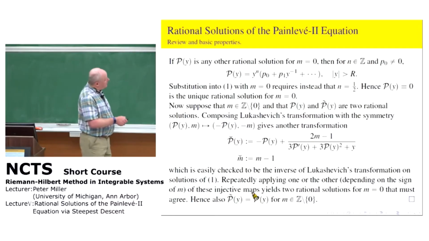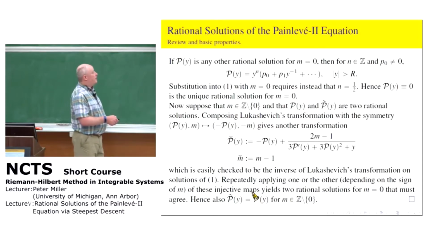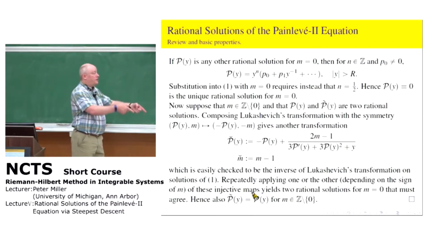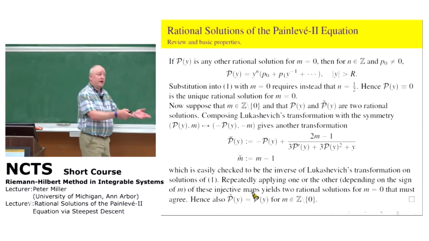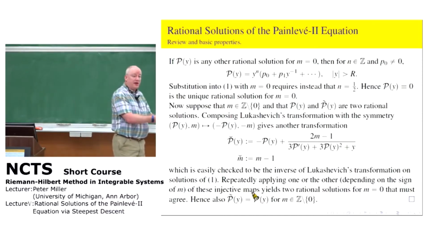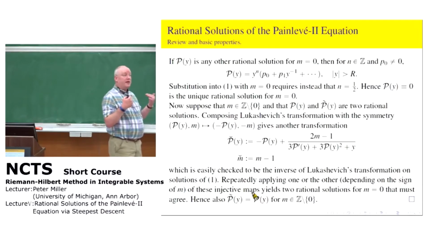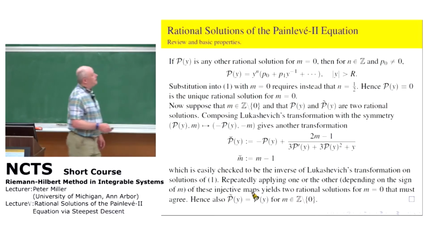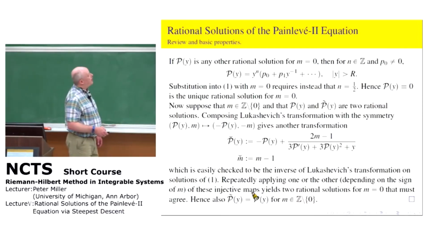So that means, assuming that p is a solution of differential equation 1, that these maps here, despite any appearances, are actually invertible. They're 1-to-1. So therefore, if you repeatedly apply one or the other of them, depending on the sign of m, starting from these two solutions, p and p tilde, you're going to wind up with two other solutions at m equals 0, and those have to be the same. And by injectivity, that means that p and p tilde also have to be the same. Okay, so that's the proof that you can find from Murata.